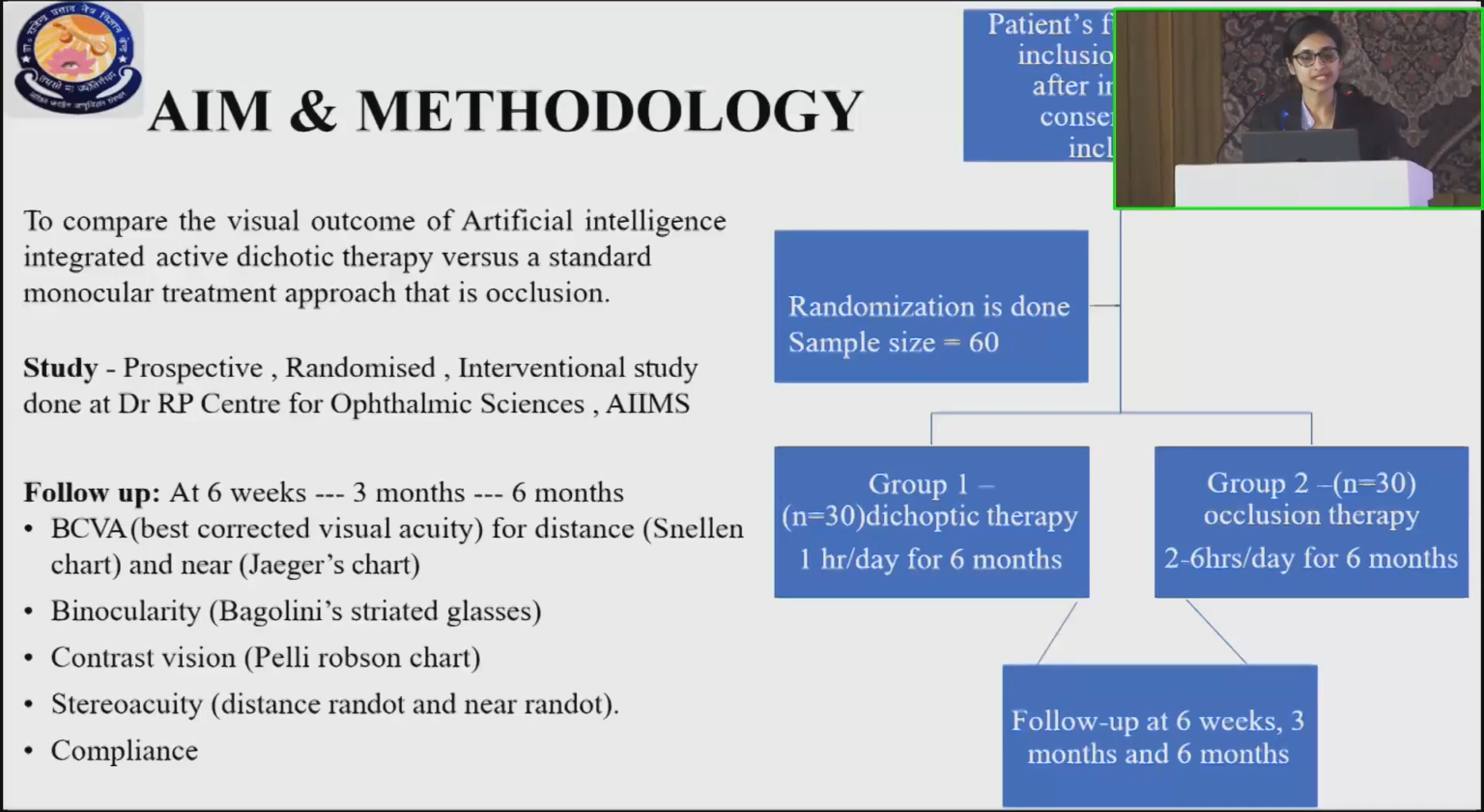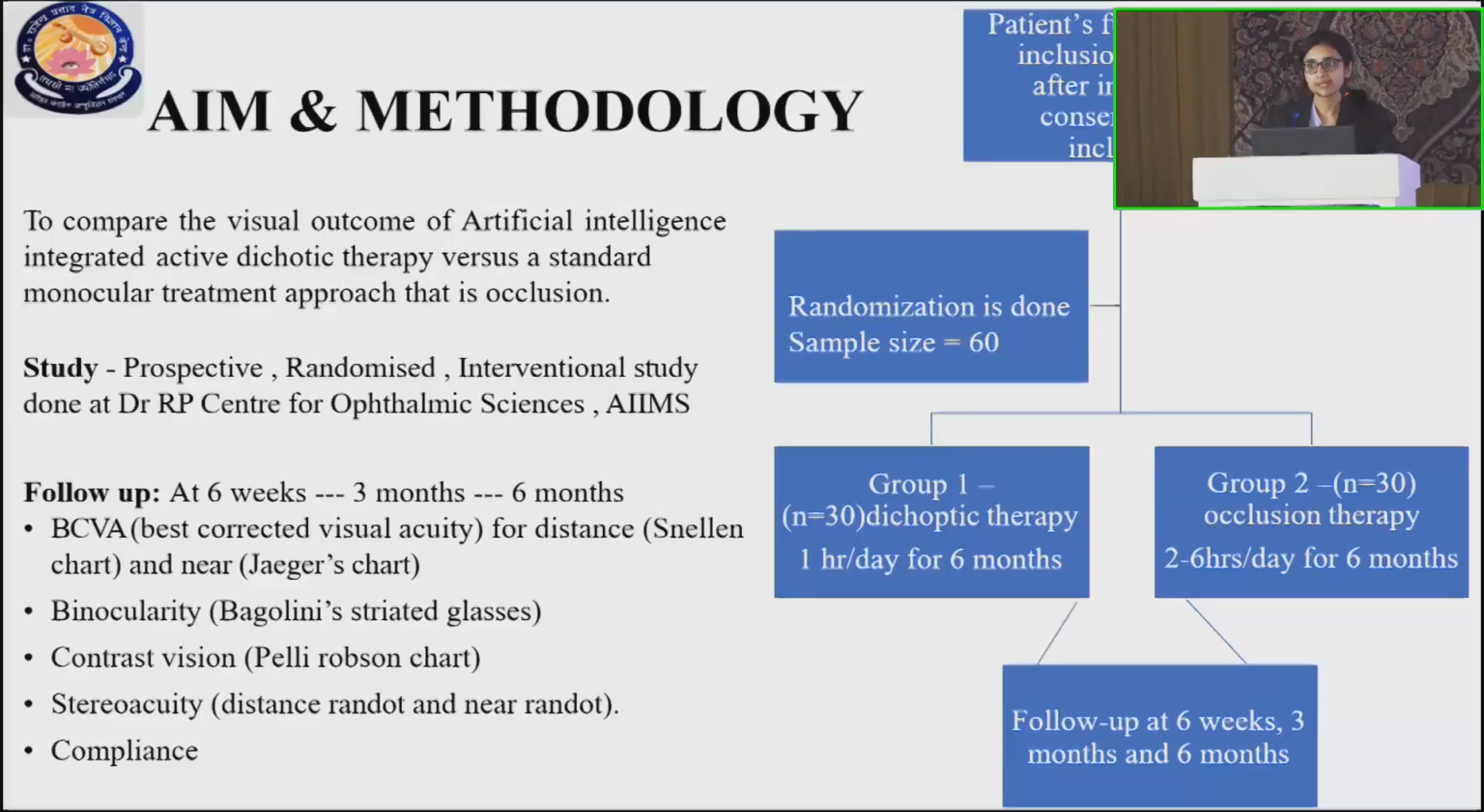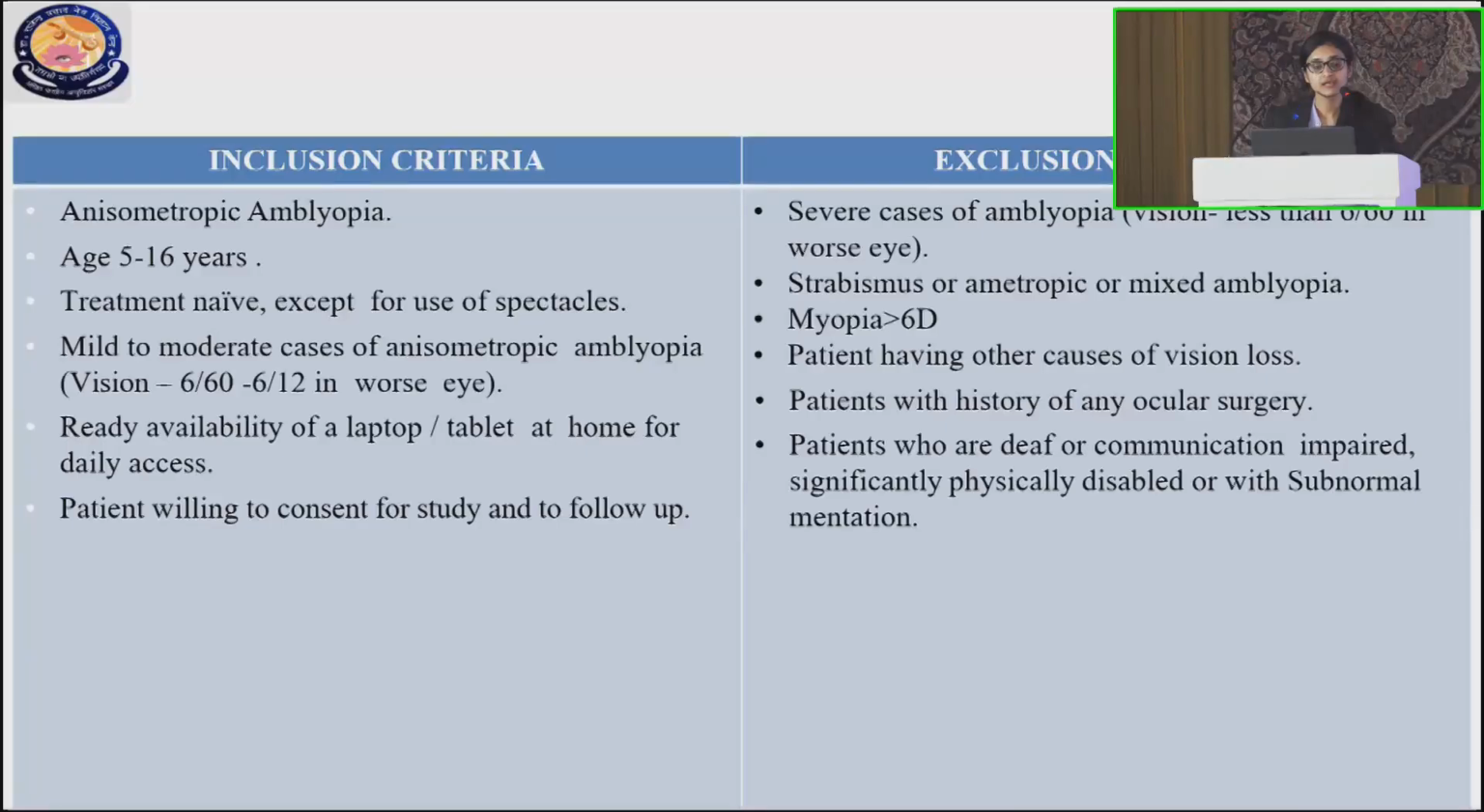This was a prospective randomized interventional study done at Dr. Rajendra Prasad Center for Ophthalmic Sciences, AIIMS, to compare the visual outcome of artificial intelligence integrated active dioptic therapy versus a standard monocular treatment approach, that is occlusion. Patients willing for this study were included, between the age group of 5 to 16 years, with mild to moderate anisometropic amblyopia, who had ready availability of a laptop or tablet at home for daily access, and those who were treatment naive except for the use of spectacles.